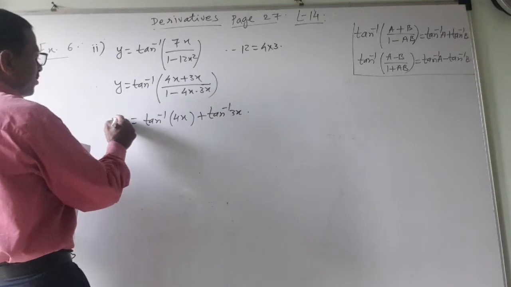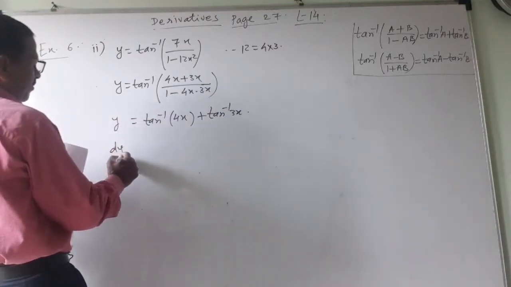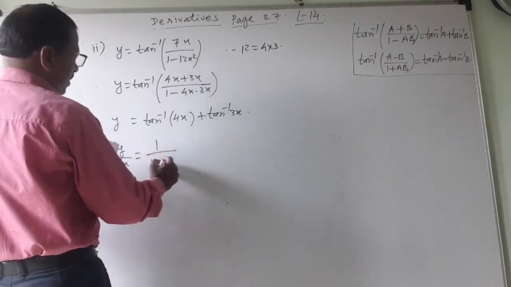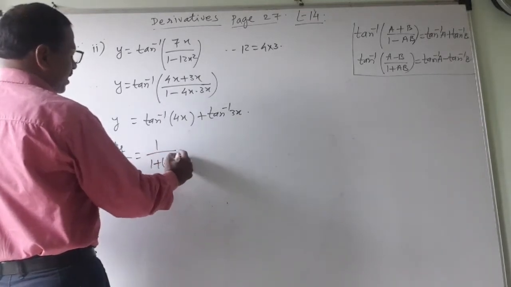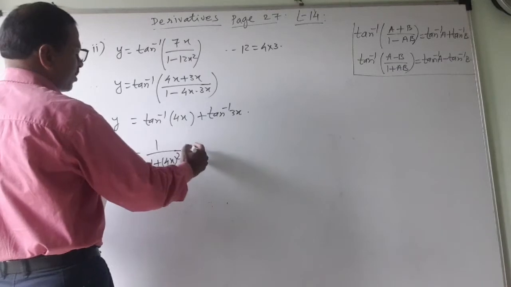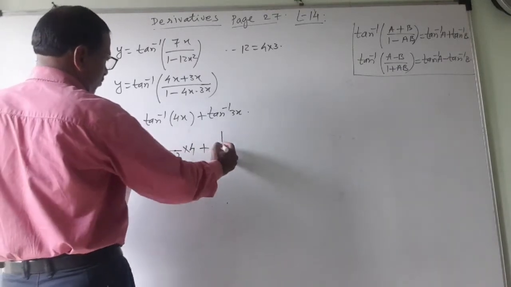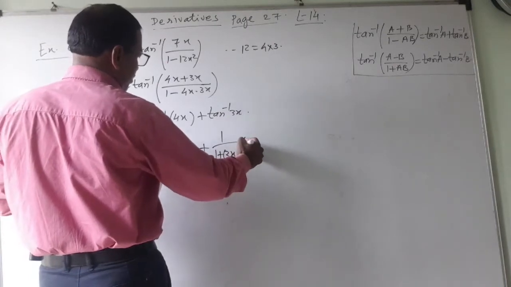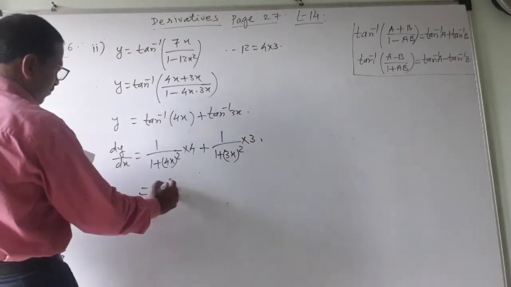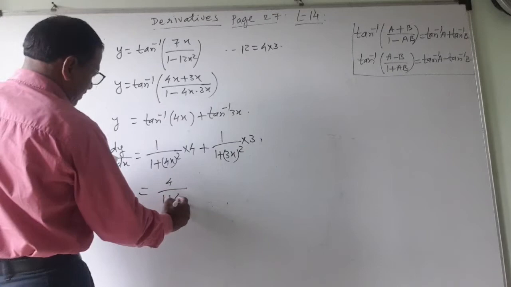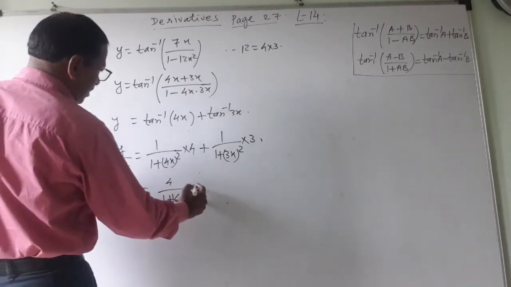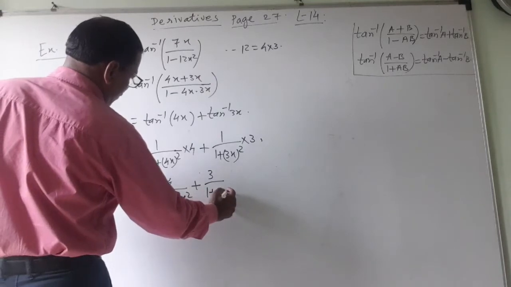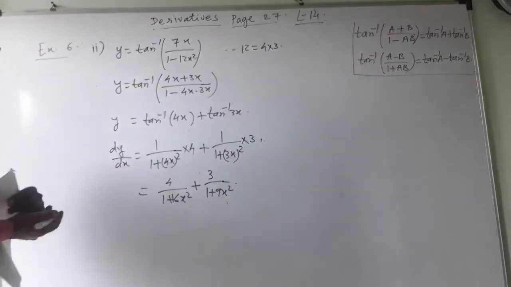And the formula you know now how to differentiate. dy by dx is equal to 1 upon 1 plus (4x) square into the derivative of this, 4, plus 1 upon 1 plus (3x) square into 3, and that is equal to 4 upon 1 plus 16x square plus 3 upon 1 plus 9x square. This will be the answer.